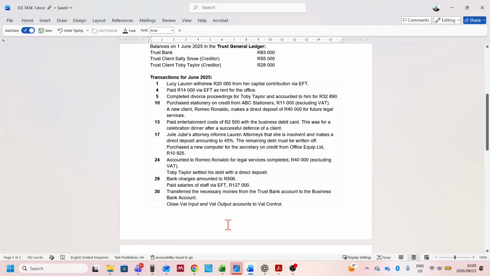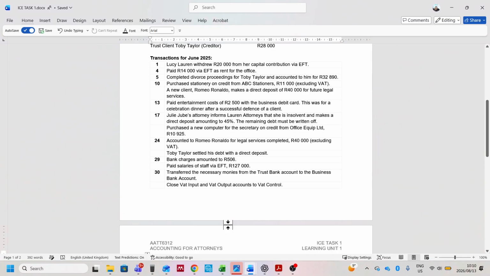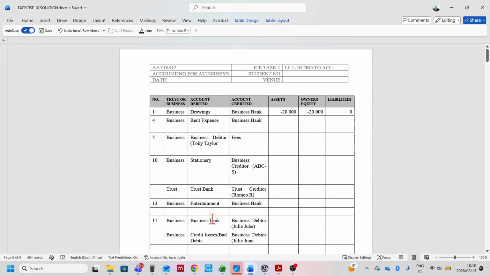So let's go and look at recording these transactions first in the accounting equation. To save us time, I already recorded the two main accounts affected, which I believe at this stage you already know how to record. The first transaction says that Lucy Lauren withdrew 20,000 from her capital contribution via EFT. To record this transaction, I'm just going to quickly look for my workbook solution. Okay, here it is. So this is a business transaction. The accounts affected are your drawings and business bank.